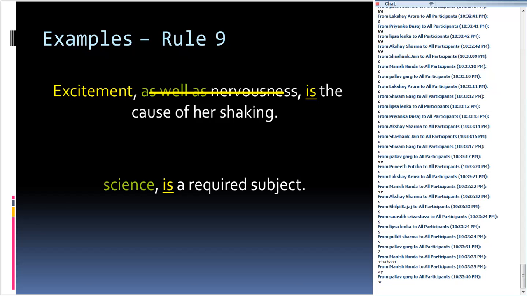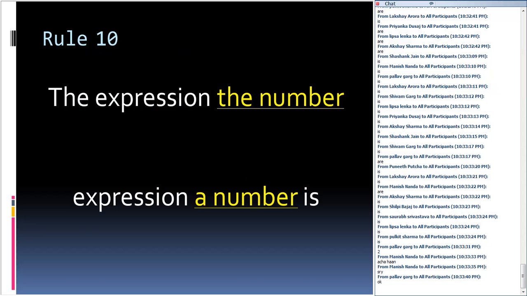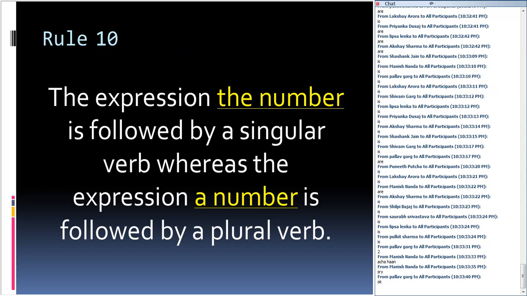Rule number 9. Then we come to rule number 10. Okay. What does rule number 10 say? Rule number 10 says that the expression the number is always followed by a singular verb, whereas the expression a number is always followed by a plural verb. The number मतलब verb आपको singular चाहिए. A number अगर use किया means you need a plural verb.